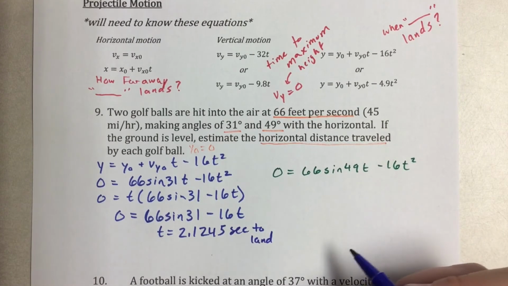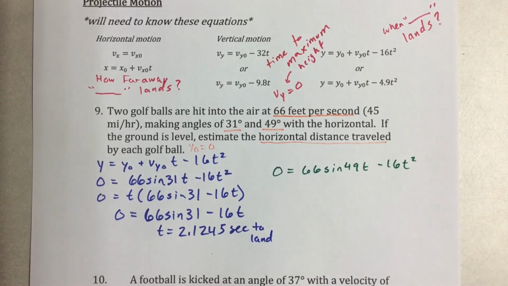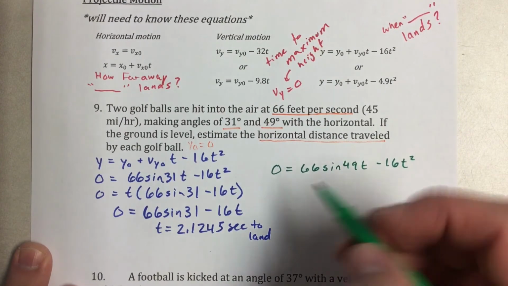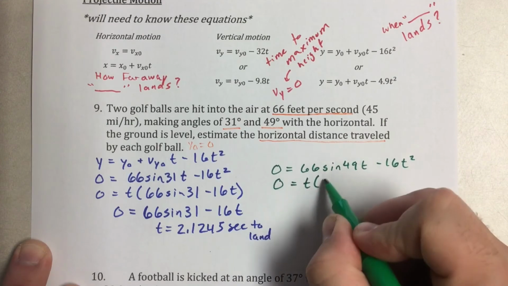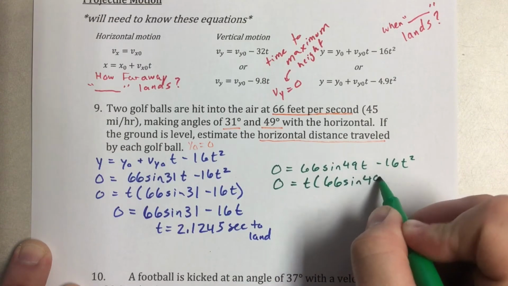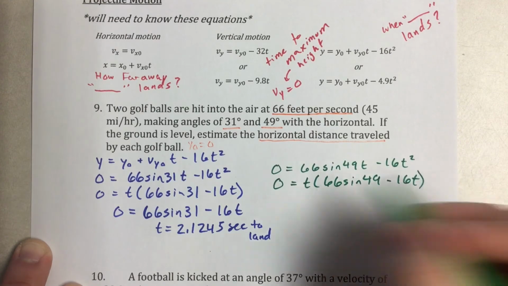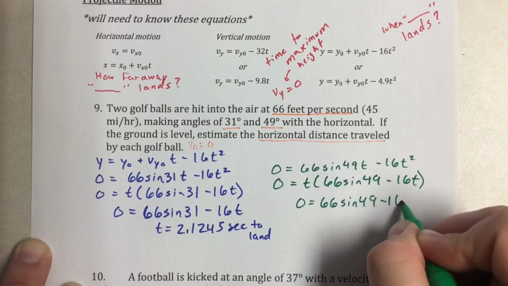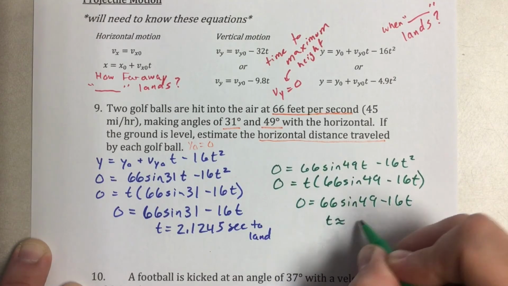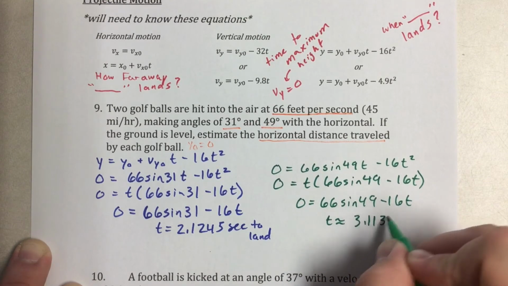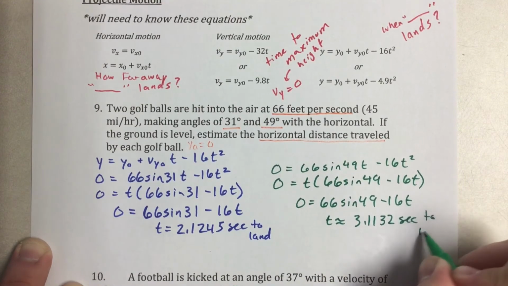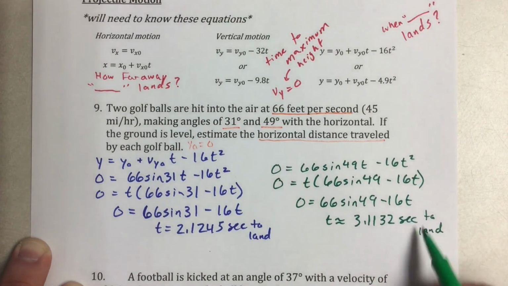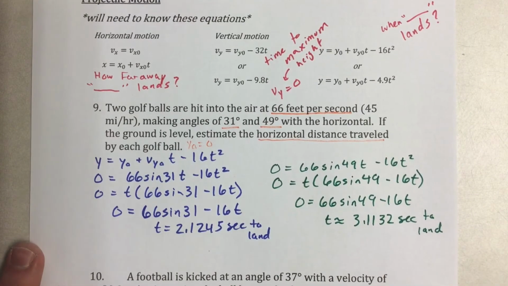All right. And then we desire the horizontal distance. Let's go ahead and solve the other one with it. Same idea. Factor t out. We get z equals t(66 sine 49 minus 16t). Okay, so we're going to set 0 equal to 66 sine 49 minus 16t. When we solve that, we get a t value of approximately 3.1132 seconds, and that's to land. Adding that little bit on the end will help us remember what these numbers are for.